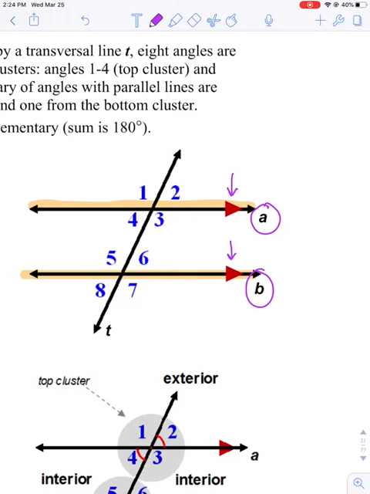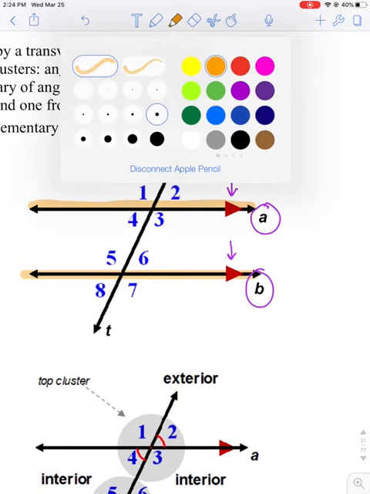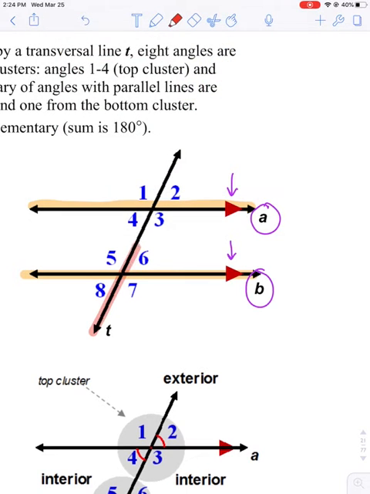When you draw the same arrows on two lines, that tells you that they are parallel. They are the same distance everywhere. So that's one thing that needs to happen. The second thing is you have to have a line that goes through them called a transversal. This line could be at any angle, but this is a very basic picture that you'll see a lot. When these things happen, there are some special properties.